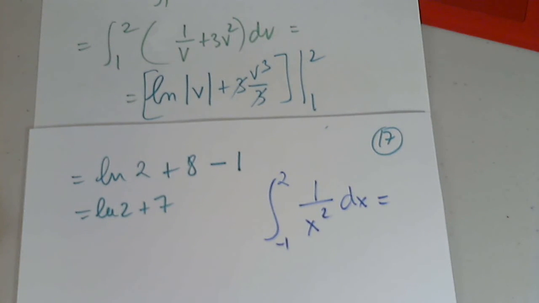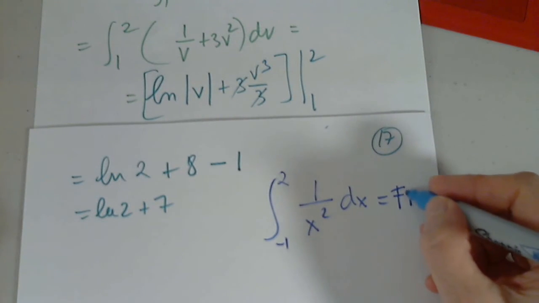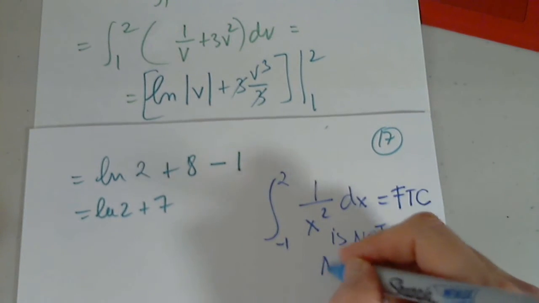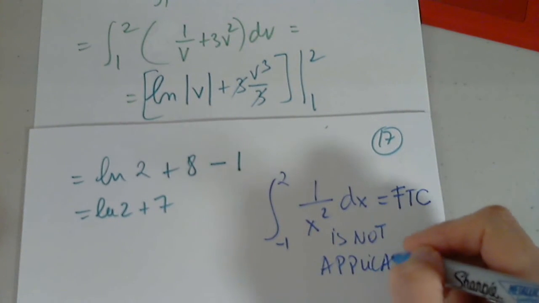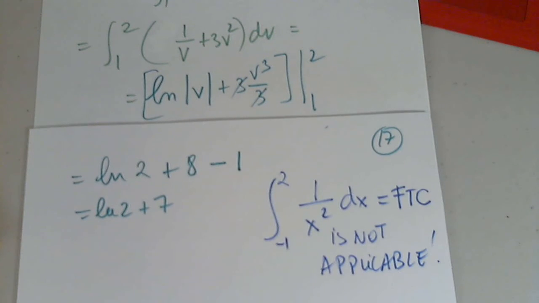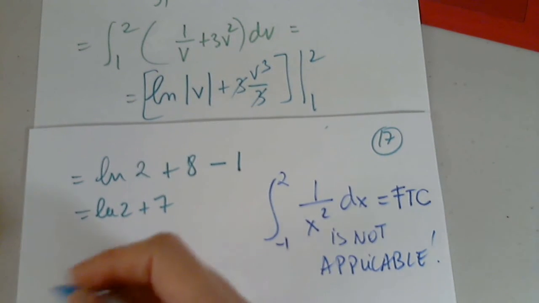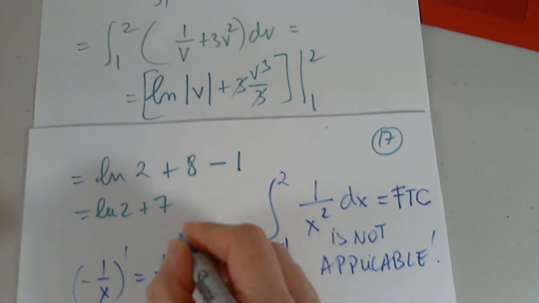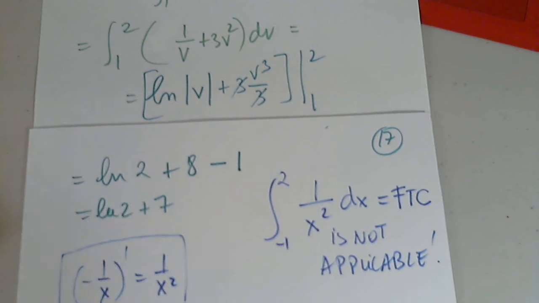X to the -1. Very good. You're right. But FTC is not applicable. Why? You are correct. -1 over x prime is indeed 1 over x squared. We have to remember that. This is very important. But why is FTC not applicable here and I cannot write anything?